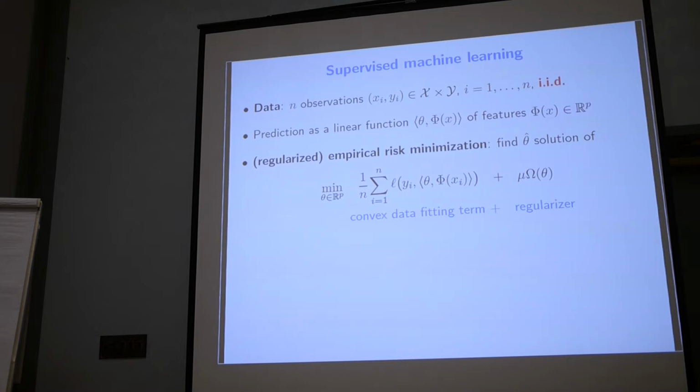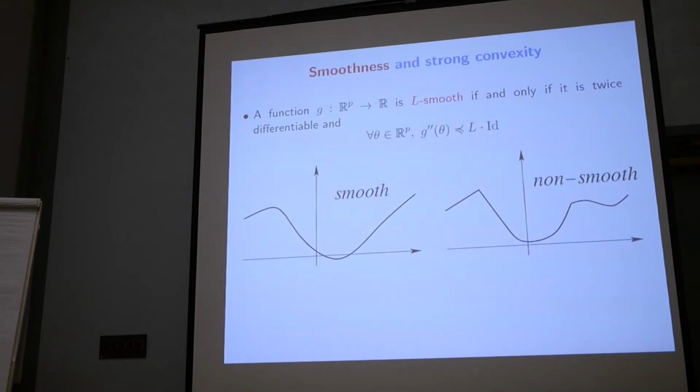and some regularizer to prevent overfitting. What are the main concepts I will need in this talk? The first one is smoothness. Essentially, I will consider functions for which second derivatives are bounded. This means that the Hessian matrix has all of its eigenvalues bounded by L. On the left this is smooth, and on the right this is not smooth. Throughout the talk, my function will be smooth.